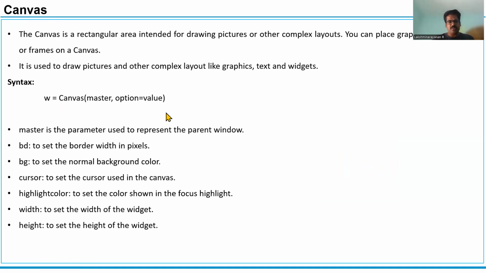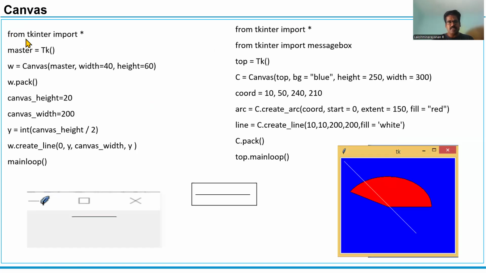And this is the canvas. It's a master canvas with options and values. See, this is an example program for the canvas. Here I have used canvas with width and height. Then I have used the pack method here. The canvas height and width are 200, and here I have created an arc, with coordinates starting at 0 and extending to 150, and filled it in red color.